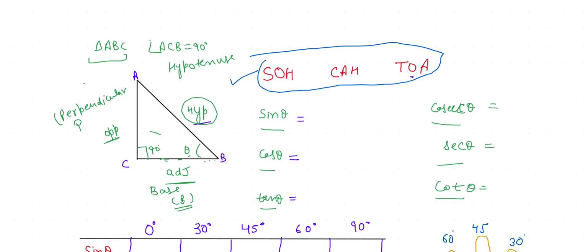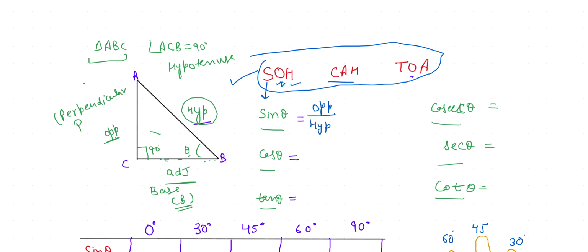S stands for sine theta, O stands for opposite, and H stands for hypotenuse. Just divide the opposite side by the hypotenuse, then you will get the value for this sine theta. Clear?